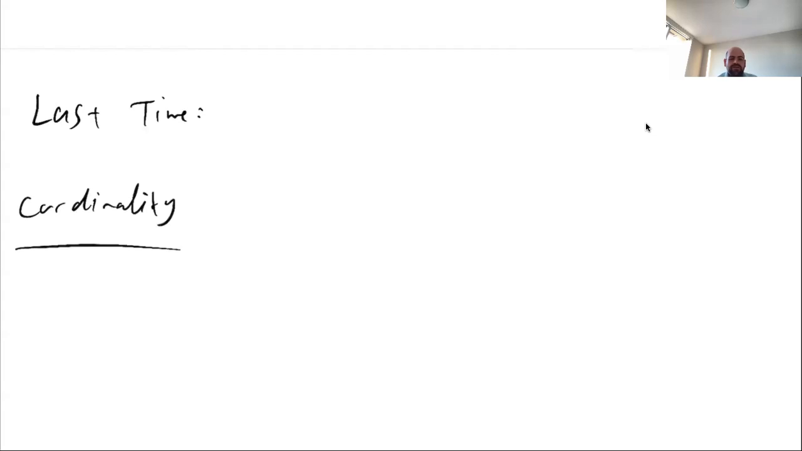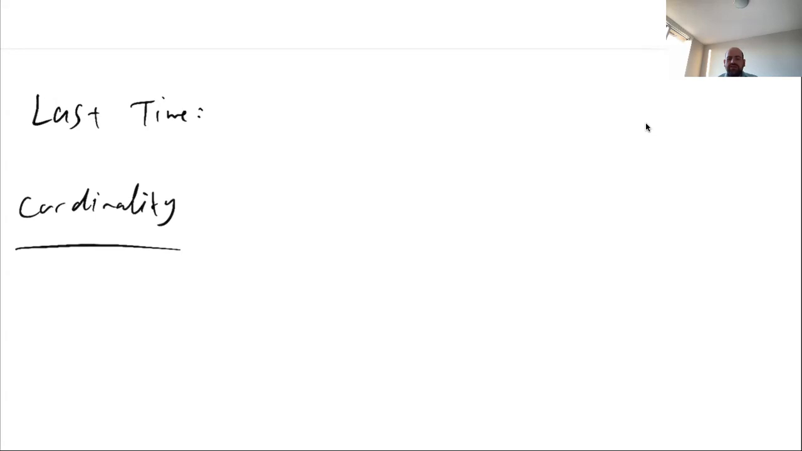Hello, everyone. So last time we were looking at the concept of cardinality of sets. Now, if you remember, we defined cardinality. When do we say that two sets have equal cardinality? Do you remember? For finite sets, answering this question is easy. We just need to count the number of elements.